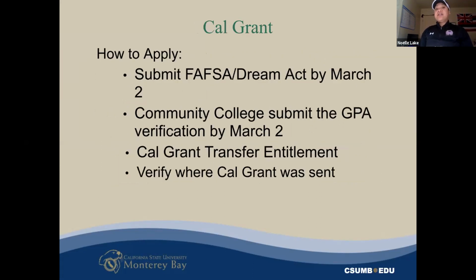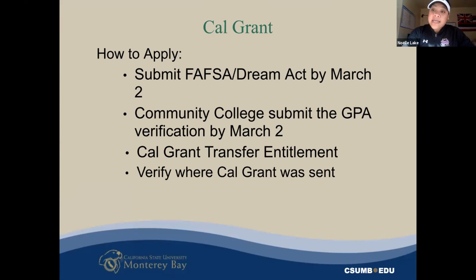Cal Grant, like I mentioned, that is state aid. And with Cal Grant, it's great because you can receive maybe a little over $7,000 a year if you fit the requirements. Here are the general requirements that we list for Cal Grant. Please make sure you submit your FAFSA and your DREAM Act application by March 2nd. If you were selected for the GPA verification form, you will actually have it signed and completed by your previous institution. So for example, it will be Cabrillo College. They will be the ones that will fill out the GPA verification form.